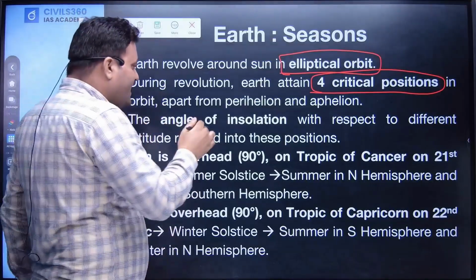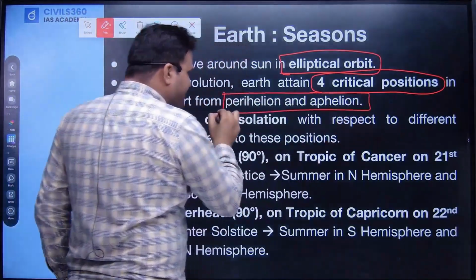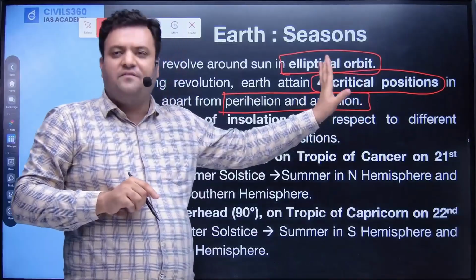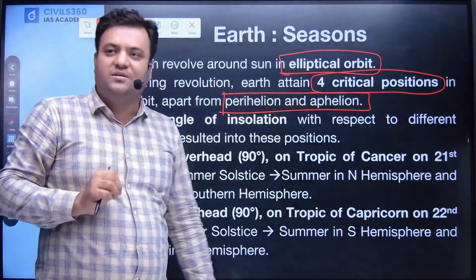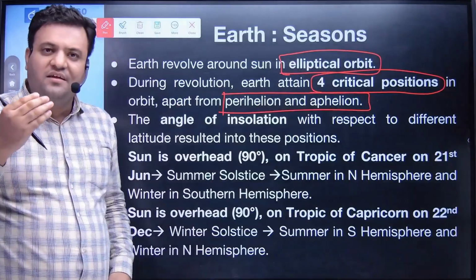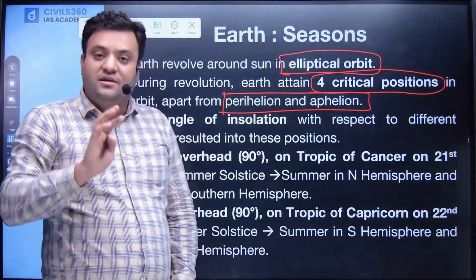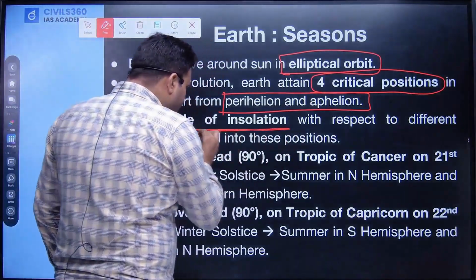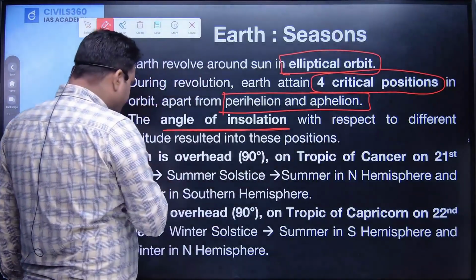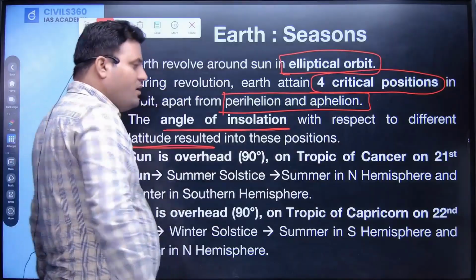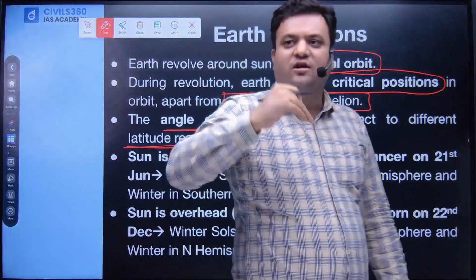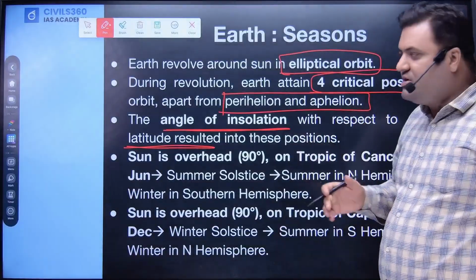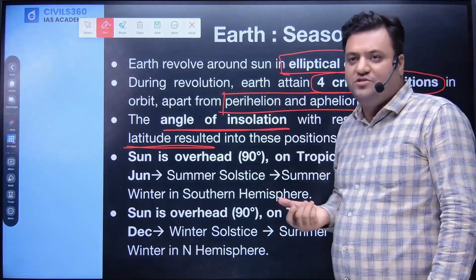Okay, those are positions with respect to distance, but the positions we are referring to here as critical positions are different. 4 critical positions are there. Now what is the reference of these 4 critical positions? The angle of insolation with respect to the latitude. At what latitude, what is the angle of insolation? So the angle of insolation with respect to the latitude results in these 4 critical positions.